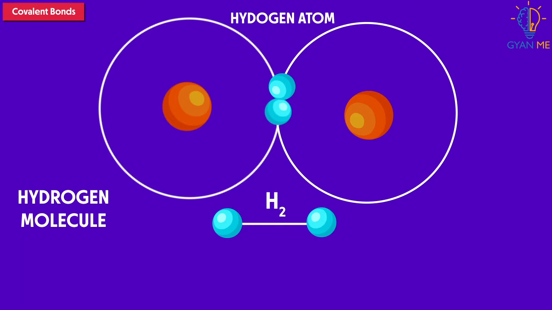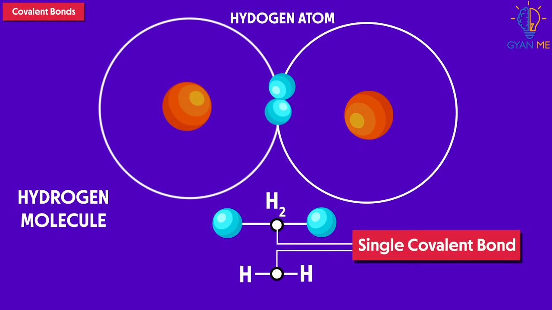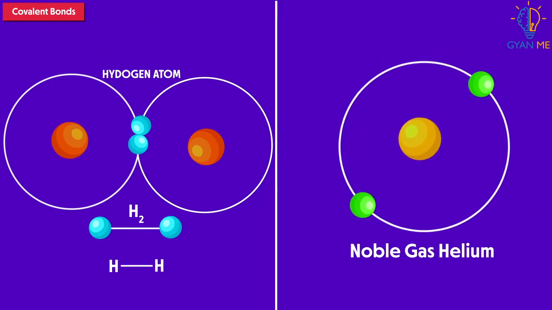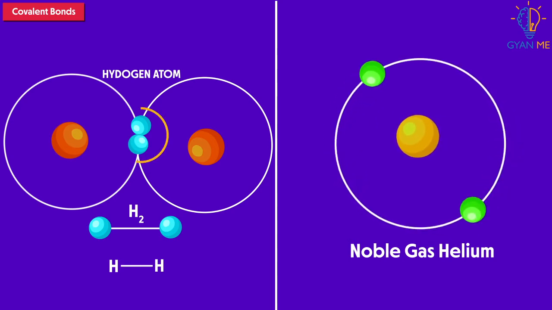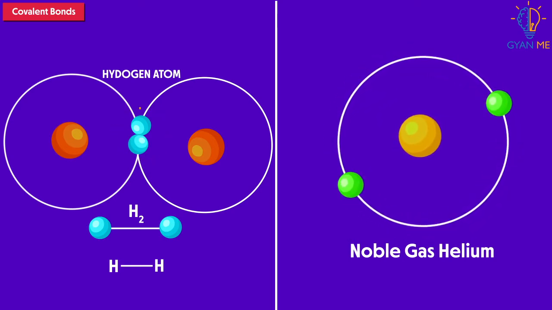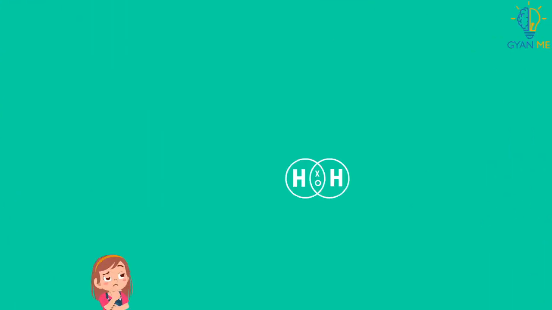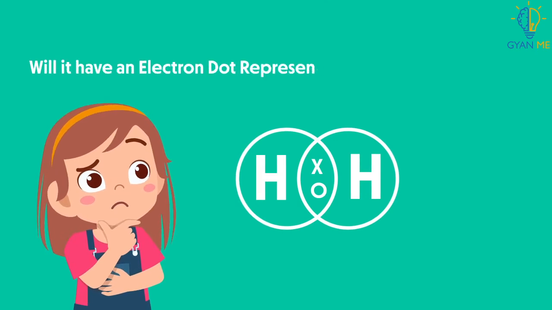Symbolically, it is represented with a dash between two hydrogen atoms like this, H-H. This dash is a symbol of single covalent bond. Both these hydrogen atoms now attain the electronic configuration of the nearest noble gas helium. That is, they have two valence electrons and have completed their doublet, and thus have now become stable. So will it have an electron dot representation or a Lewis structure?